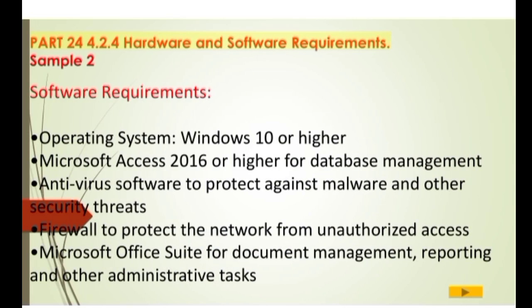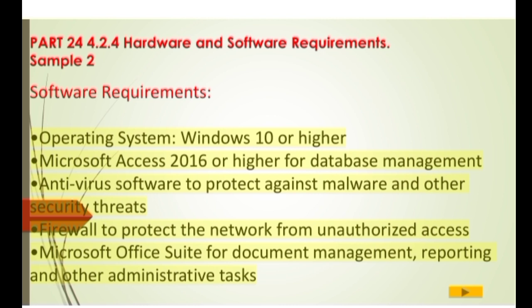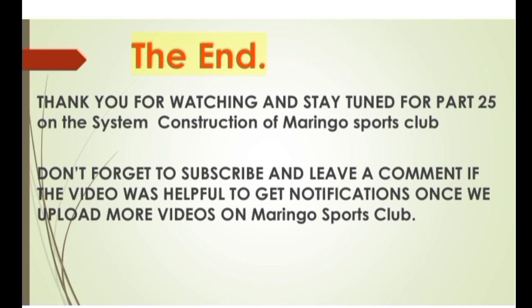Part 24, 4.2.4 Hardware and Software Requirements. Sample 2. Software requirements. Operating system: Windows 10 or higher. Microsoft Access 2016 or higher for database management. Antivirus software to protect against malware and other security threats. Firewall to protect the network from unauthorized access. Microsoft Office Suite for document management, reporting and other administrative tasks. The end.